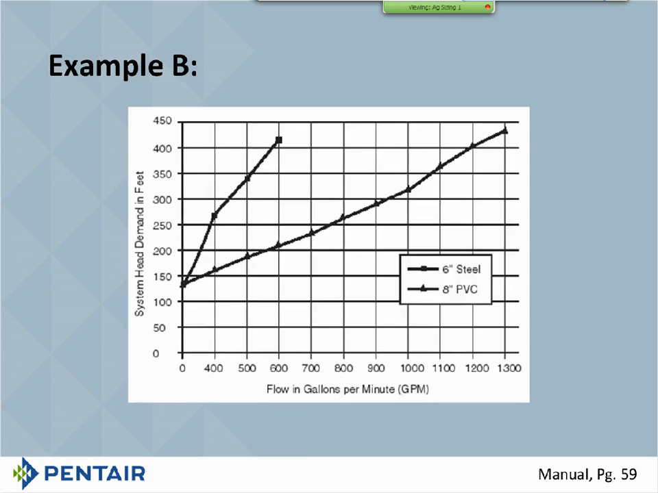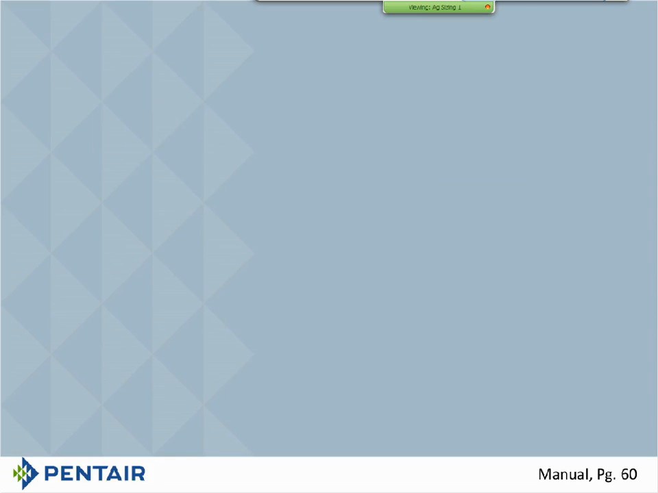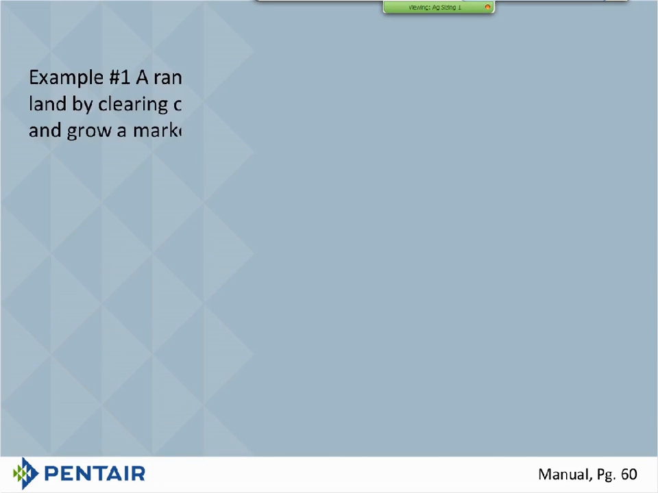If you put the two together, this is what they look like. The system curve on the left is a 6-inch pipe. The system curve on the right is the 8-inch pipe. You can see that by changing our pipe size, that's going to change the amount of water and head that the pump will be able to do. All right, now let's take a little example here.